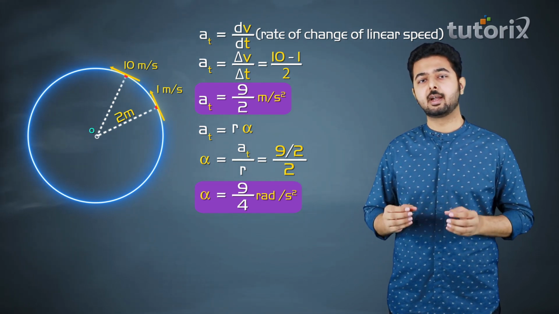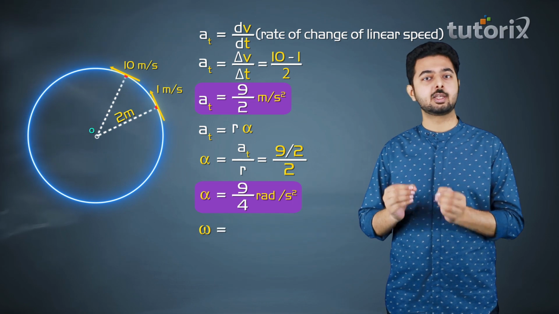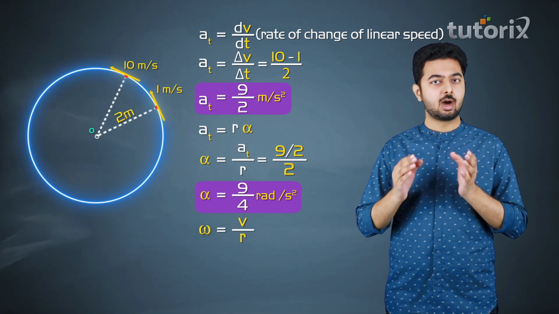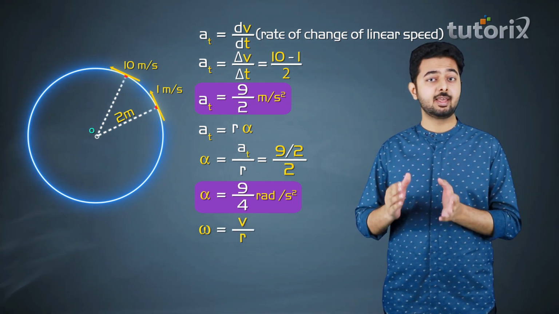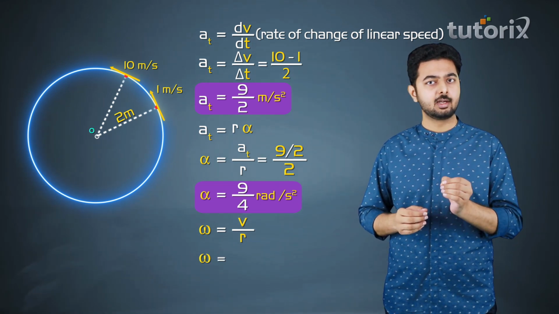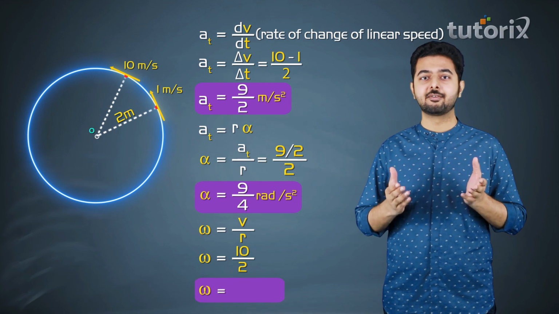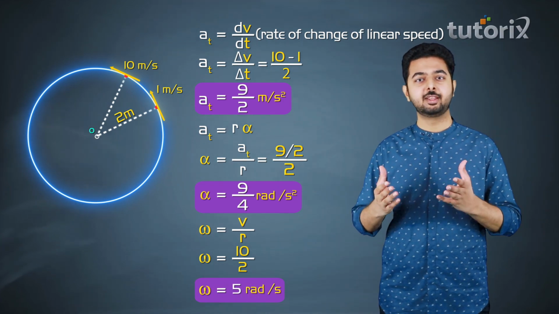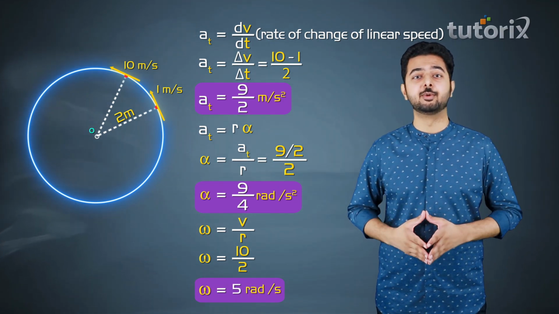Now let us talk about the final angular velocity, that is omega. So we have learned that at any point of time, omega is equal to v upon r. So after t equals to 2 seconds, we have final linear speed as 10 meters per second. So omega is 10 upon 2, that is 5 radians per second. So with this problem, we will conclude this video. In the next video, we will talk about the acceleration vector in circular motion in details. For now, let us revise some key points and I will take your leave.